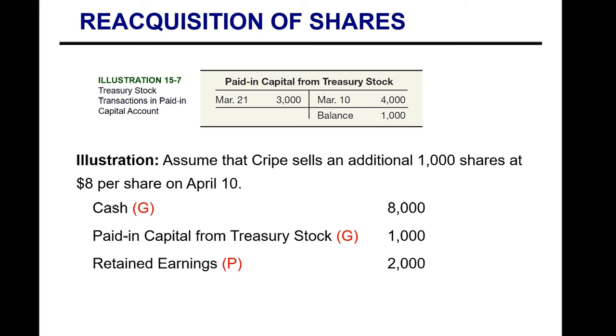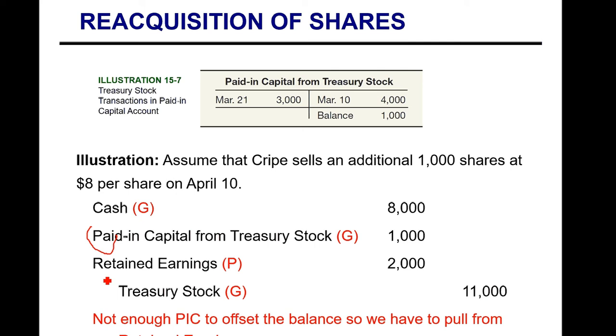Well, what we have to do is pull from retained earnings. So remember, initially we had, I think it was, $300,000 in retained earnings. So we had to use $2,000 of that in retained earnings to make up for that difference, because the paid-in capital from treasury stock was basically used up. So all of this was used up, and we didn't have anything left over. So we have to rely on retained earnings, and we have to pull from that, okay? And so therefore we have a treasury stock of $11,000, and as we said, we don't have enough paid-in capital in excess to offset the balance, so we have to pull from retained earnings. Okay.